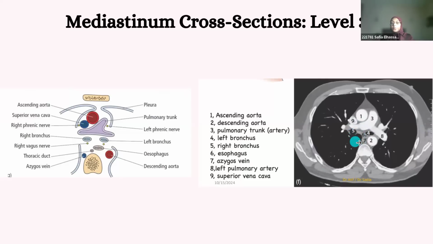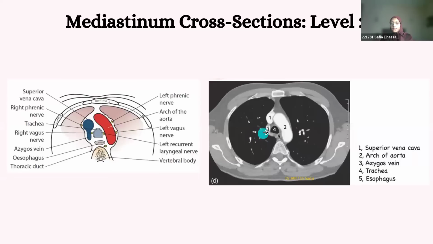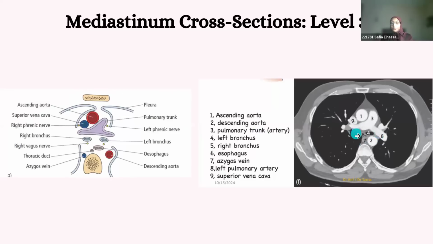And then we can also appreciate the azygous vein. Previously, the azygous vein was to the right of the trachea, but now it's more of a posterior structure and it's behind the bronchi, as well as behind the esophagus. And here we have gone down past the arch of the aorta. So we can recognize the ascending aorta as well as the descending aorta. This is the ascending aorta and this is the descending aorta.